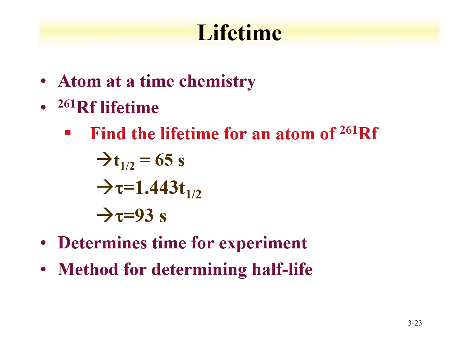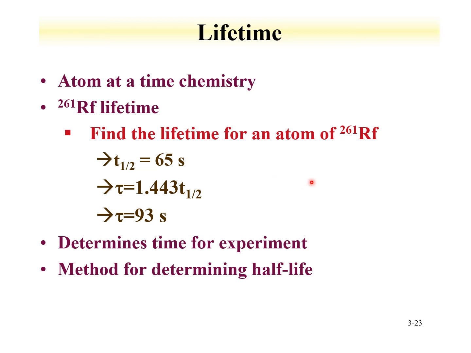So a final example of a calculation from the equations that we've covered in part 1 of this lecture is the lifetime. And let's look at an example of atom at a time chemistry, rutherfordium-261. What's the lifetime of this atom? Half-life is around 65 seconds. So 65 times 1.44 is 93 seconds. And this we use to determine the time for an experiment. We would want to perform a separation and get that sample on the detector within 90 seconds. So you're doing an experiment in the average lifetime of one of the atoms you're producing.